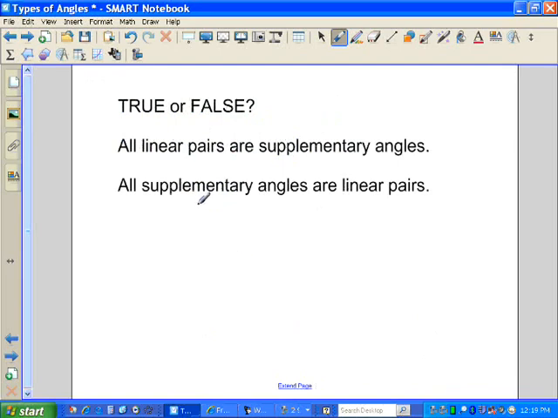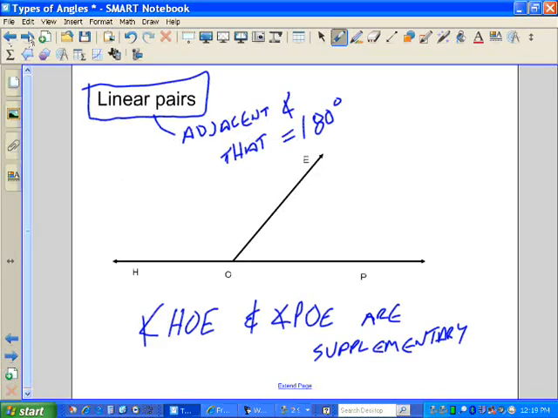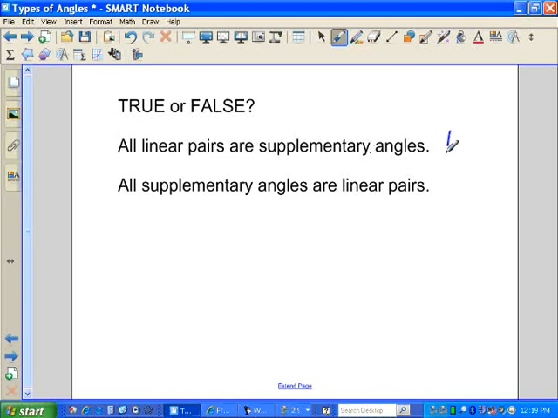A couple of quick questions. Are all linear pairs supplementary angles? Hopefully you're going true on that, because I think we just wrote that back here, didn't we? They're supplementary. Yeah, so there's our linear pair. So that one is true. Are all supplementary angles linear pairs?